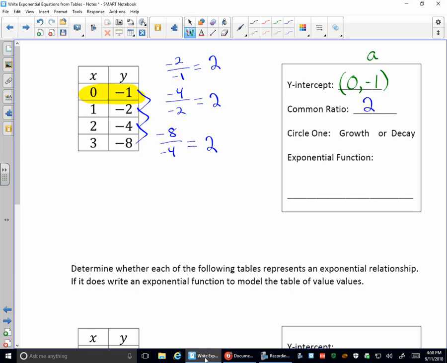And remember that this is our b value. We can easily see that it's actually going down in values. But based on the common ratio of 2, we would say that this is an exponential growth situation. And we can write our function: y equals that a value of -1 times our common ratio of 2, and then we raise it to the x power.